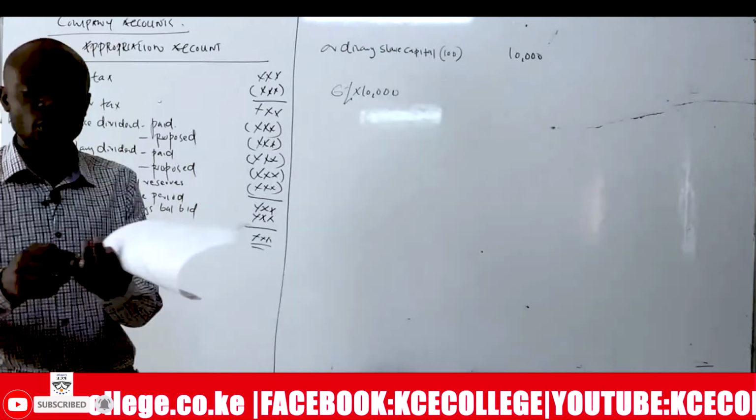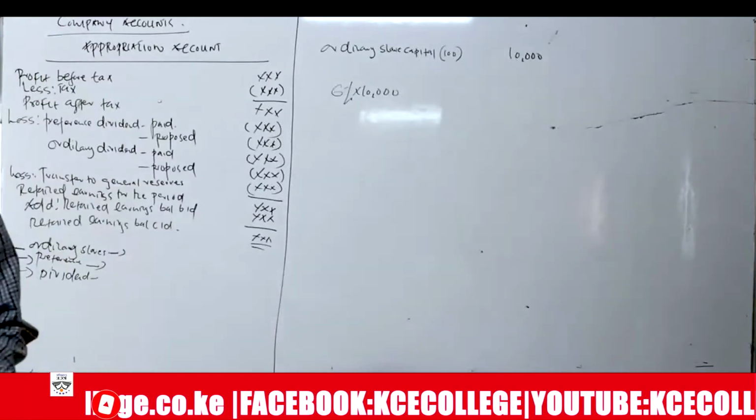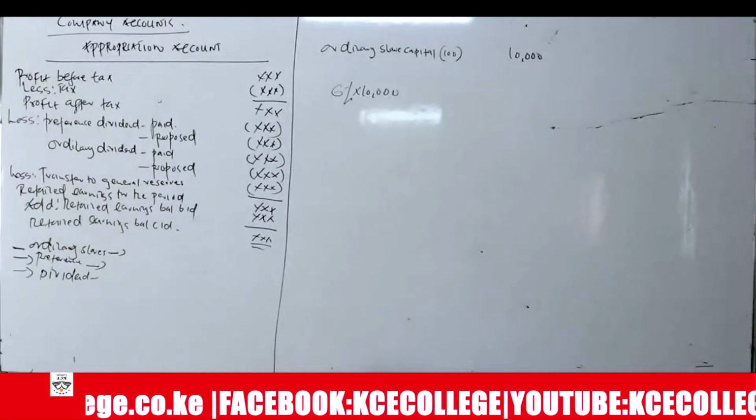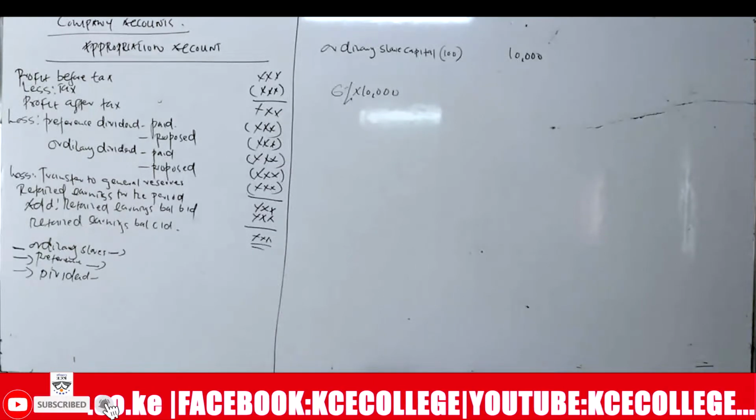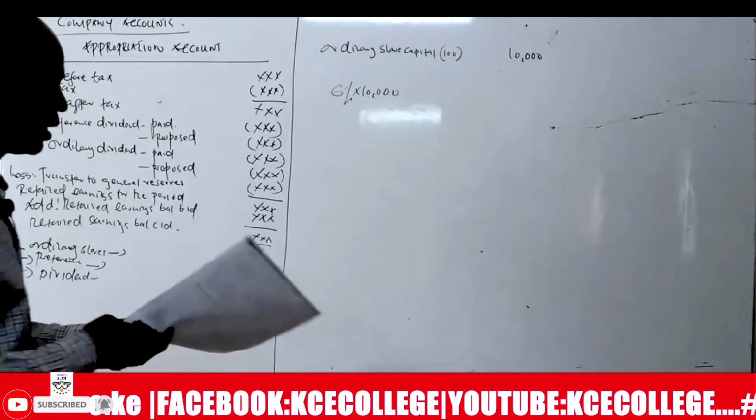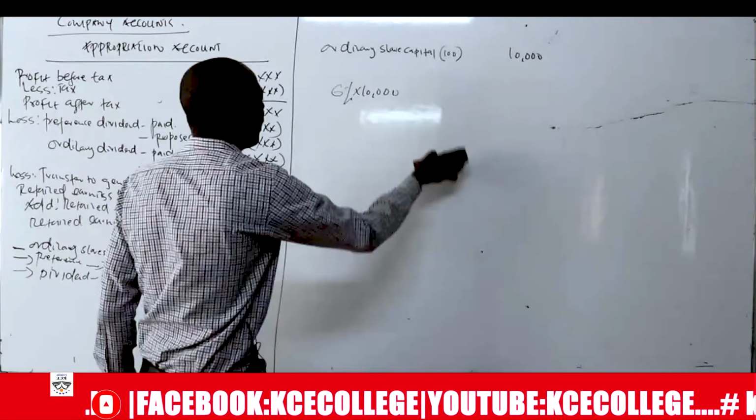In some other question, they'll give you the amount to be paid for each share held as dividend. They can give you maybe 50 cents per share. So now here, you'll be given the value per share.